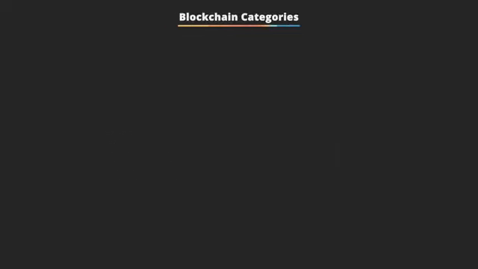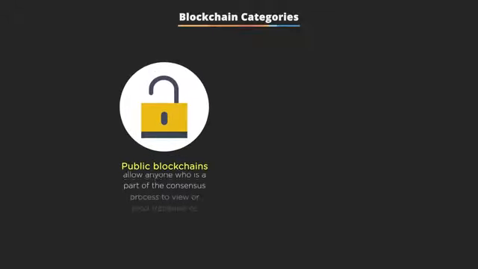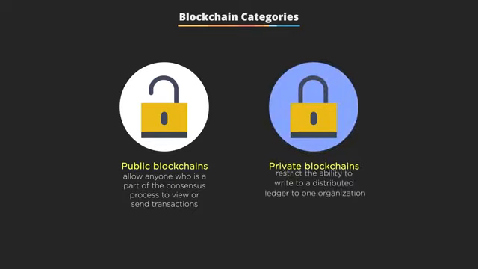The advantages of blockchain technology are leveraged in 2 categories. 1. Public blockchains allow anyone who is part of the consensus process to view or send transactions. 2. Private blockchains restrict the ability to write to a distributed ledger to one organization.